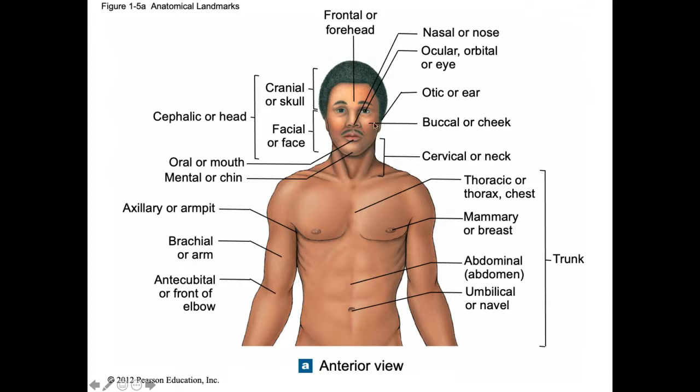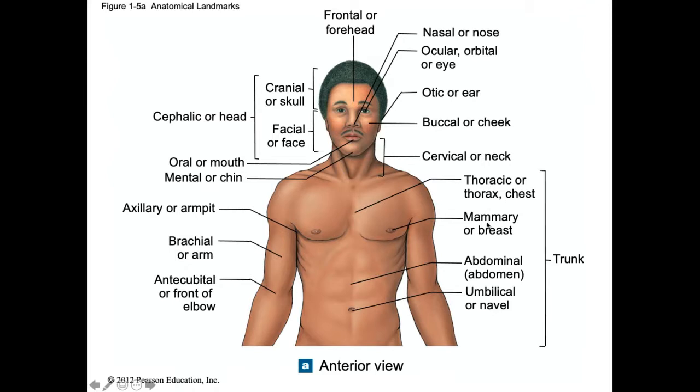The cheek is called buccal. So when we cover muscles of the face, you're going to hear of a muscle called the buccinator. The chin is called mental. So when we cover osteology and there's a hole here, holes are called foramen, it's called the mental foramen. The neck is called cervical. The chest is called thorax or thoracic. The breast is called mammary.